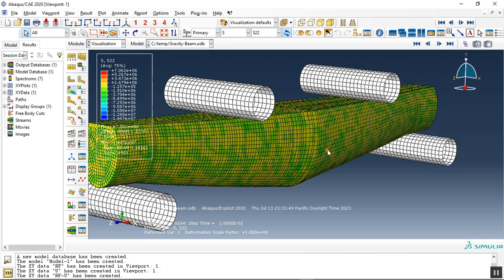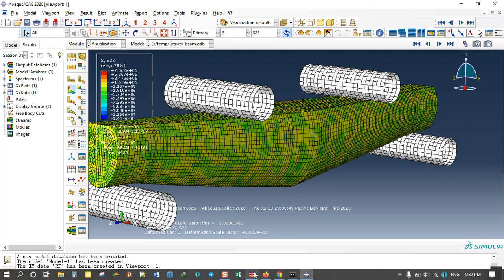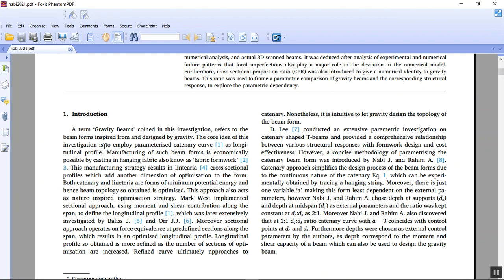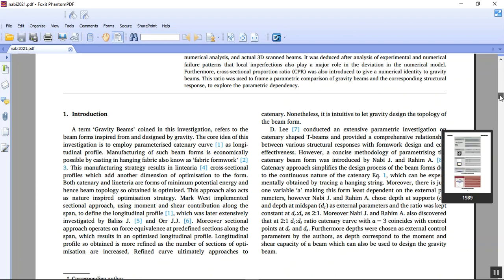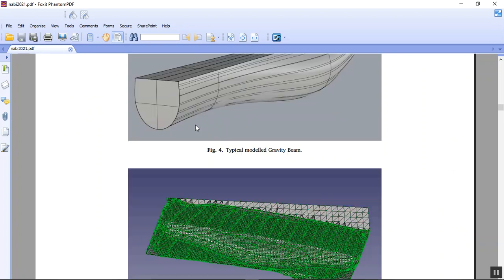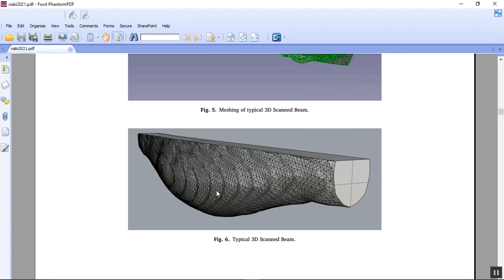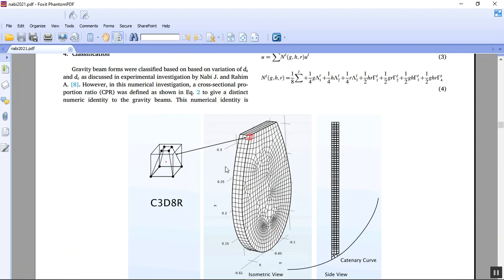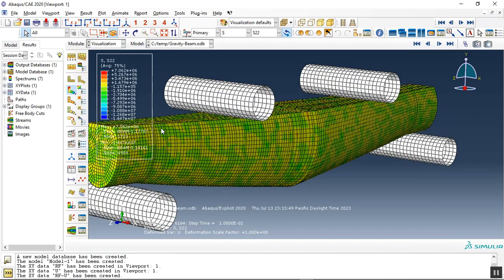Gravity beam, this is a new type of beam that the paper talks about. You can see it here. This is a paper about this, and this is the introduction, and after that we have something about the modeling topology here. You can see it is the model. You can make it thicker here; in the tutorial, we explain it. Also it uses the CDP concrete damaged plasticity material model for this.